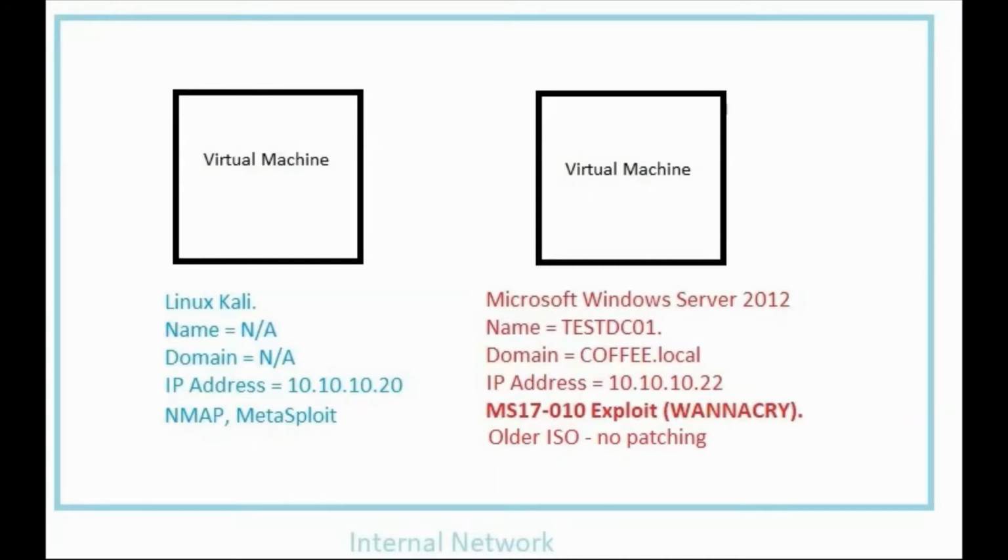The target device on the right will be a Microsoft Windows Server 2012 R2 operating system. The name of the device is testdc01 on the domain coffee.local. This is the only device on that domain, and needless to say, it hosts all the FSMO roles. The IP address will be 10.10.10.22, and we will be exploiting the MS17-010 vulnerability, which is also known as WannaCry, the WannaCry ransomware outbreak from a few years prior to this video being made. We'll also be utilizing an older ISO that contains no patching applied after.